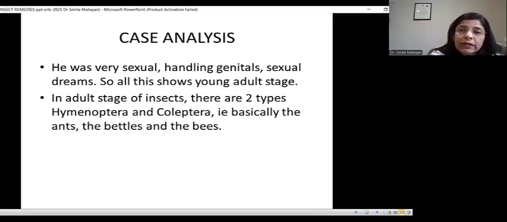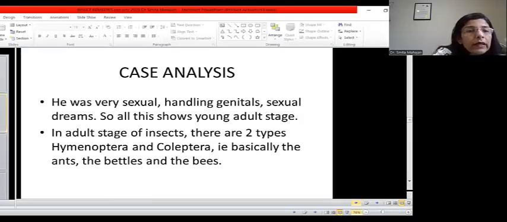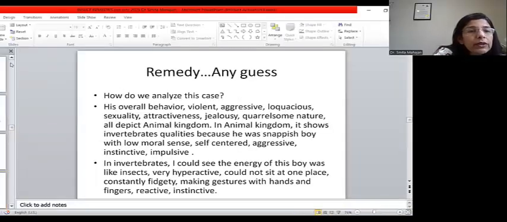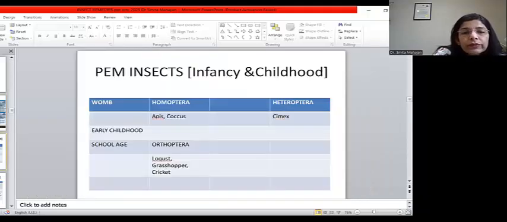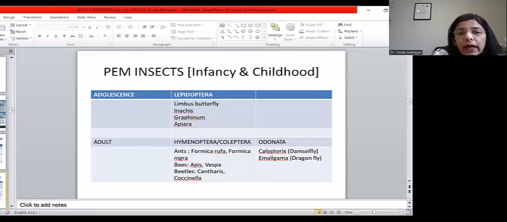But in that infancy and childhood, again, in the further classification, how do you classify according to Mahesh Gandhi sir's chart? Let me bring up the charts again so that you can see. So this is the early childhood and school age, and this is adult age.